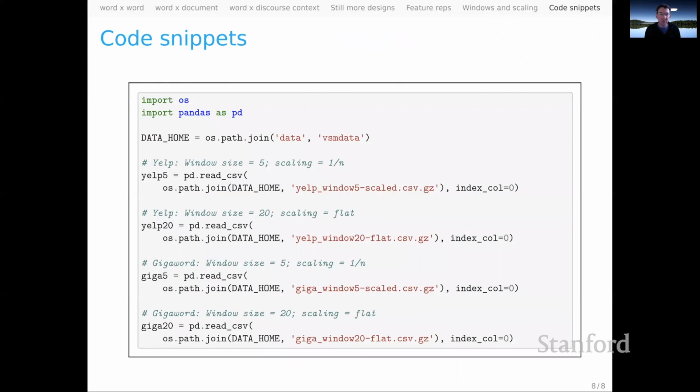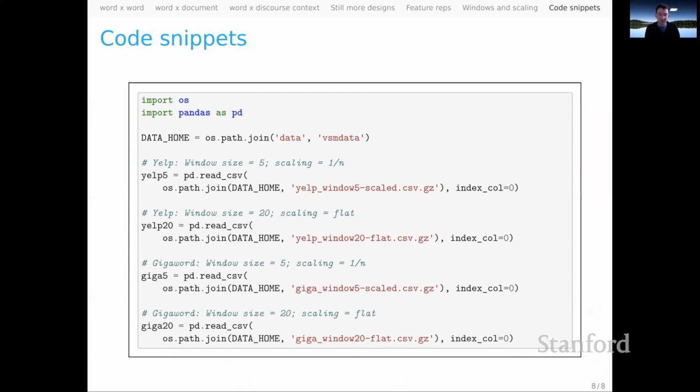To help you begin exploring this space, the associated code release for this course, the associated notebooks, provide you with 4 word-by-word matrices. And they have a few things that allow you to do comparisons. First, there are 2 matrices that were developed from the Yelp academic dataset, which is a lot of reviews of products and services. And there are 2 matrices that come from GigaWord, which is newswire text. So there's fundamentally a real difference in the genre of text involved.